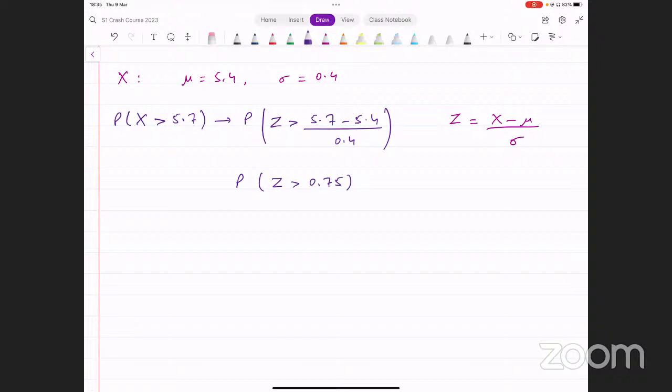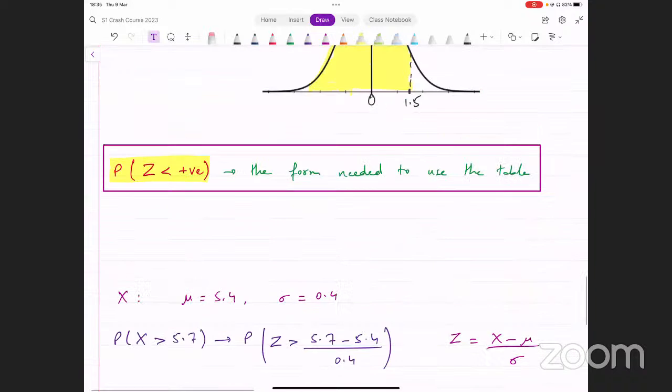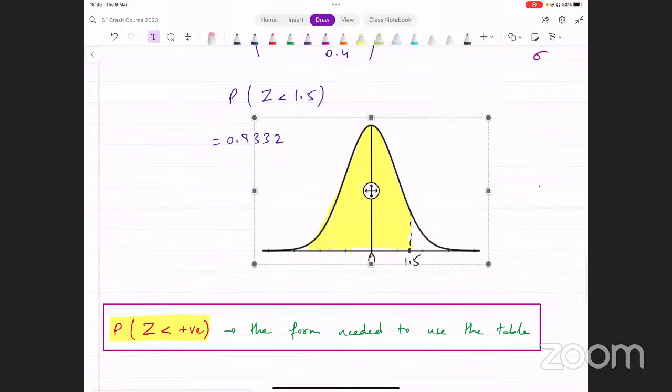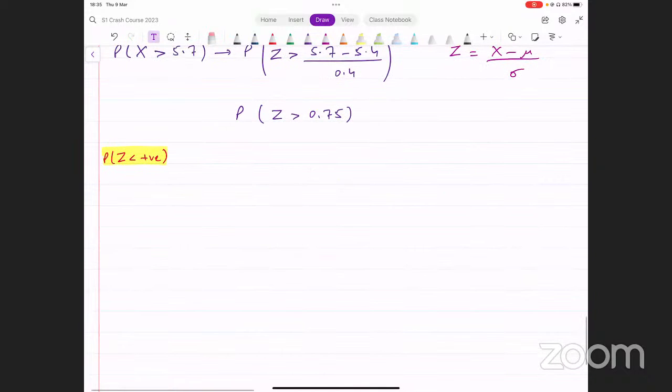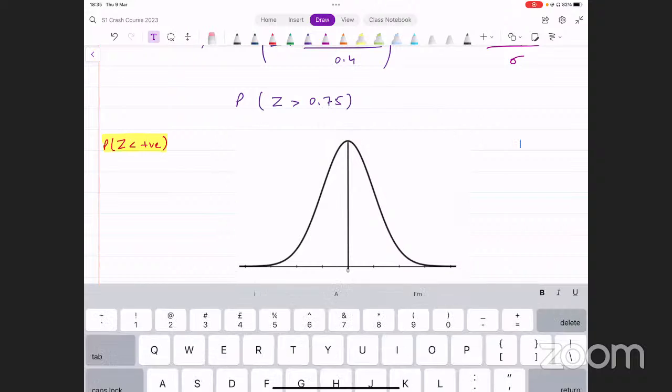Now remember, to be able to use the table, you need a form that looks like this: probability of z less than a positive number. So keep that in mind. This is the form that's required for the table. So you have to convert it to that form somehow. Now, how do we think about it? We think of the normal distribution curve. This is what the normal distribution curve looks like. Now, let me just paste that here. So this is what the curve looks like.